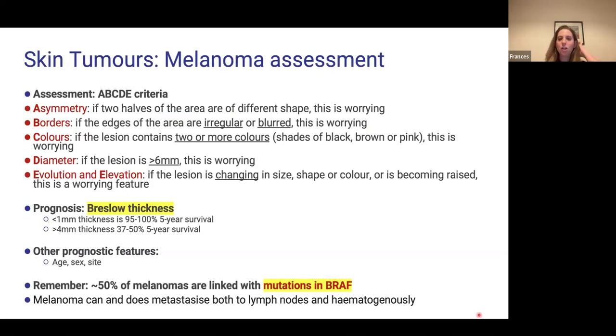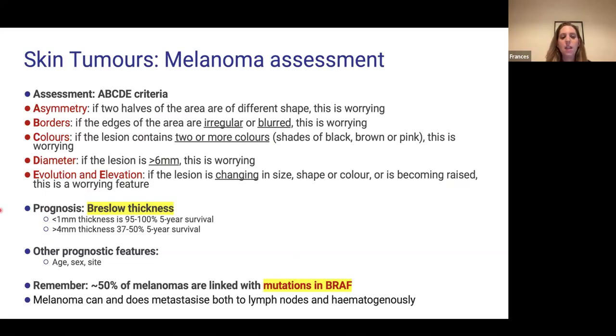So essentially, when a patient comes in with a pigmented lesion, you want to be asking them about the ABCDE criteria. Asymmetry: is it symmetrical? If it's symmetrical, it's very reassuring. What about the borders? If the borders are irregular or blurry, it's worrying. What are the colors? If there's 2 or more colors, you want to start worrying. What about the diameter? If it's more than 6 millimeters, that's worrying.